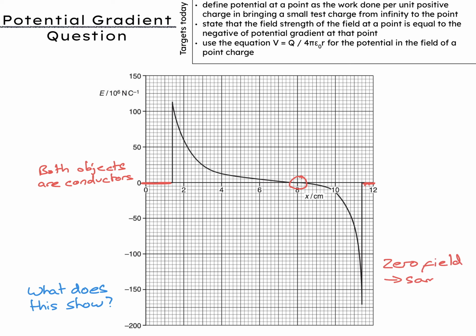Imagine the field here due to the object on the left. Let's call that one A and the other one B. So the field here due to A, if A is positive, would point off to the right. If B was also positive, then here in the middle the field due to B would point off to the left. So they can cancel out because they are in opposite directions, somewhere in between.